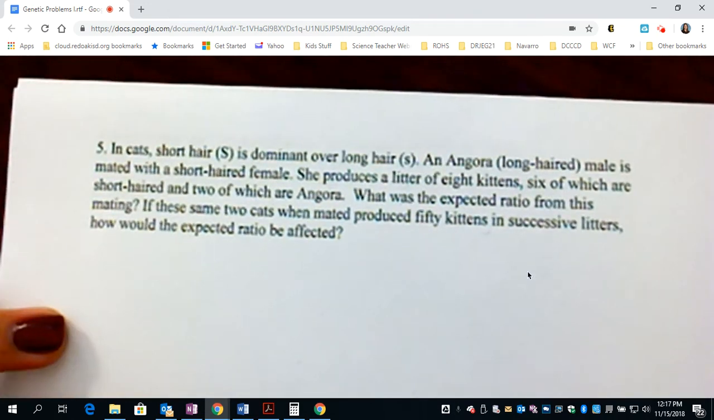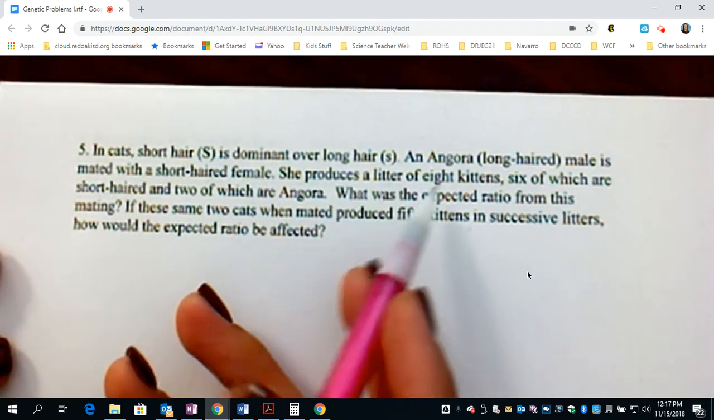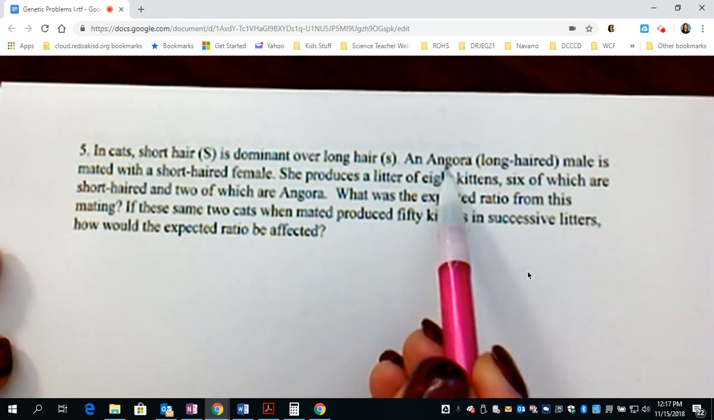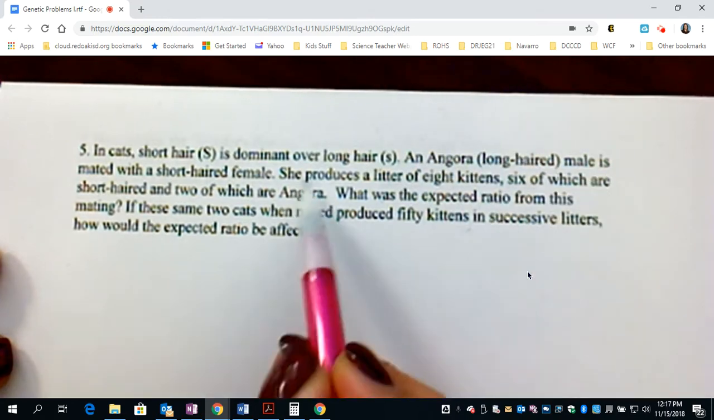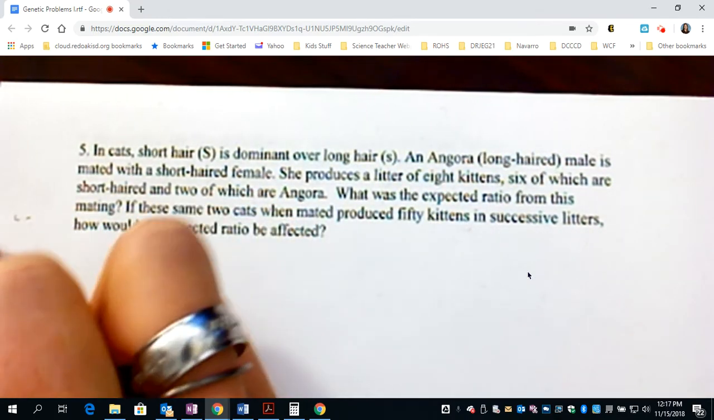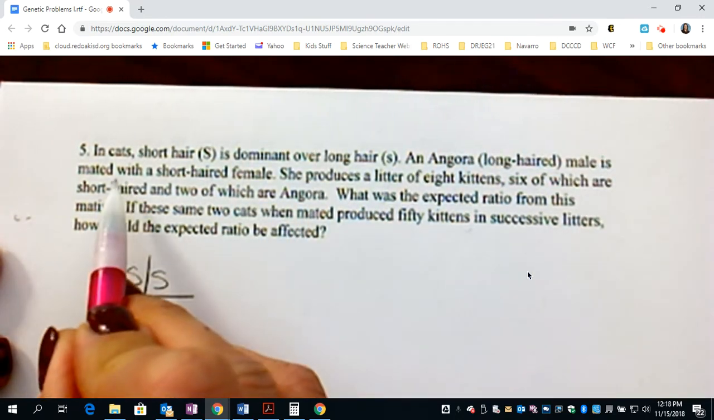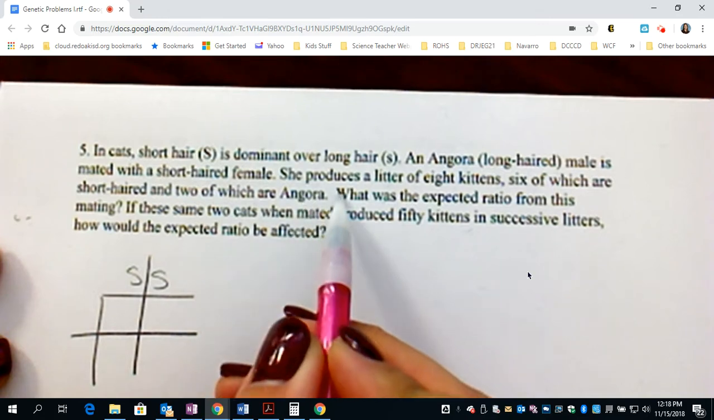Okay, so in question number 5, it says, in cats, short hair is dominant over long hair. It says an Angora, which is a long-haired male, the only way you're going to get long hair is 2 small s's, since it's recessive, is mated with a short hair female.